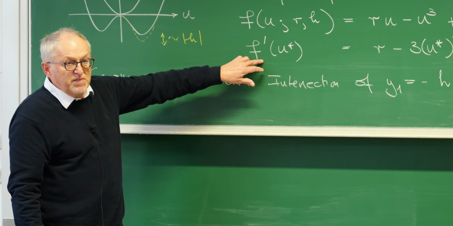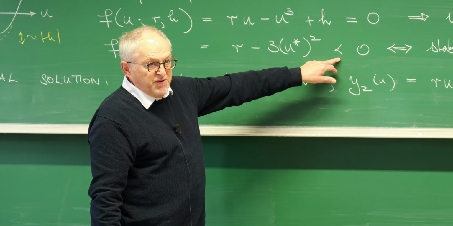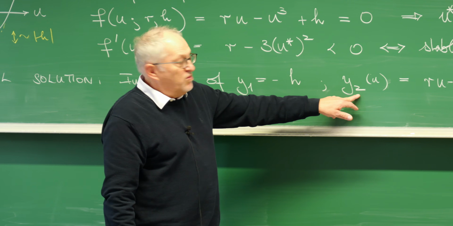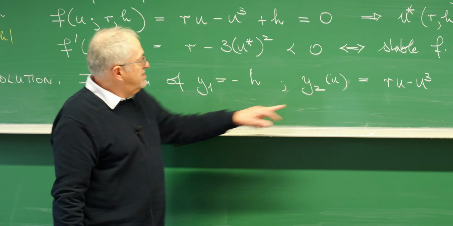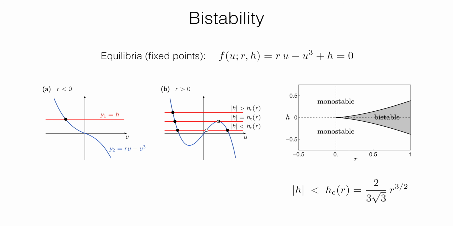So f prime being less than 0 is a stable fixed point. That's equivalent to y2 prime being less than 0, because y1 is just a constant. Right? So if you look here at the branches where this function y1 is monotonically decreasing, you have a stable branch. If it's monotonically increasing, like here in between, it's an unstable branch. And as you go down here to the right, it's again monotonically decreasing, so you have a stable branch. And you can repeat the game, right?